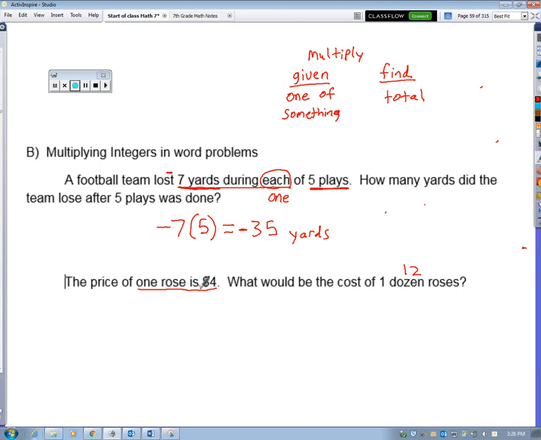So $4 for 1 rose, that's going to happen 12 times because we're buying 12 roses. So we're going to take our 1 of something, which is $4, and we're going to multiply that by 12 because we're buying 12 different roses. Both of these are positive numbers. We got the $4, we have a dozen roses, that's fine. We multiply that out and we get $48. That's our cost on buying those roses. Alright, there's our 2 word problems.